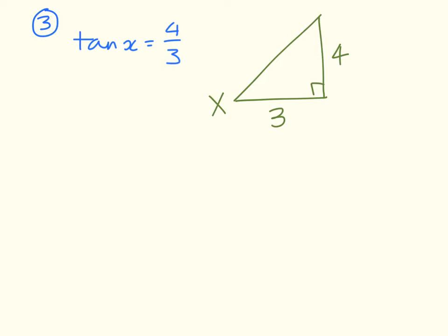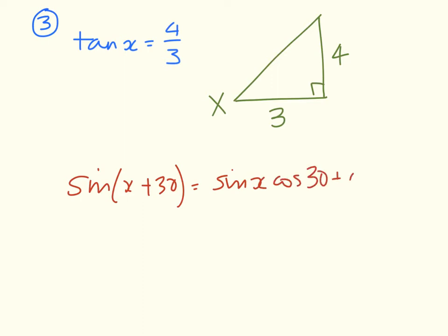Then you have to work out what sine of x add 30 is. So do your expansion for that. Sine x cos 30 plus cos x sine 30. Put all your points in that you've got from up above. So the fraction here, the fraction here, and it should all simplify down to what the question asks.